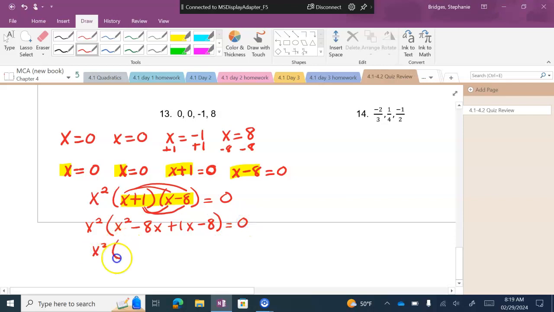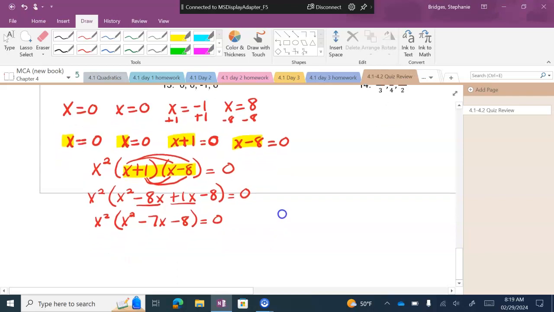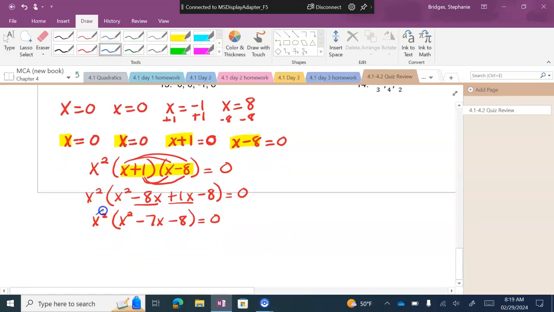And before I distribute, I'm going to combine my terms. What's a -8x plus 1x going to give me? And now that I have those two multiplied, now I can distribute the x squared to each piece in the parentheses. So that's going to be x to the 4th minus 7x to the 3rd, and then minus 8x squared, and that is just going to be equal to 0.